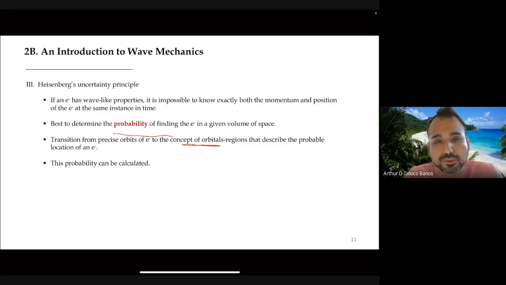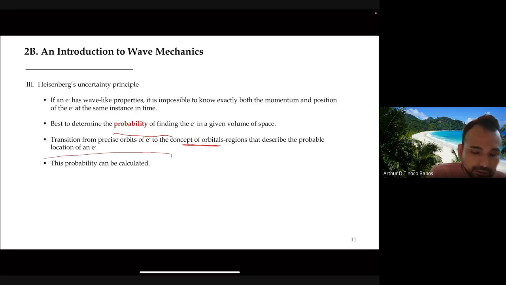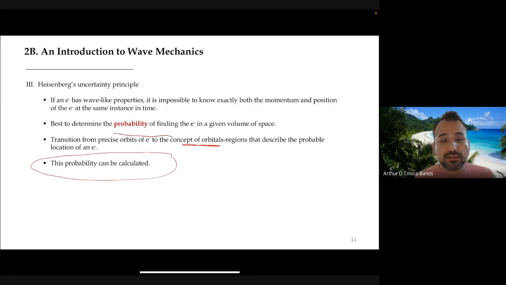So what exactly are orbitals? Well, these are regions that describe the probable location of an electron. All right, so let's be clear about that, the probable location of an electron. So that idea of probable, the probability, fits in with Heisenberg's uncertainty principle, where you don't know exactly both the momentum and position of the electron at an instance of time. And so when we start to consider this concept, what we can do here is calculate the probability of locating an electron within the atom. All right, so let's explore this in terms of wave mechanics.